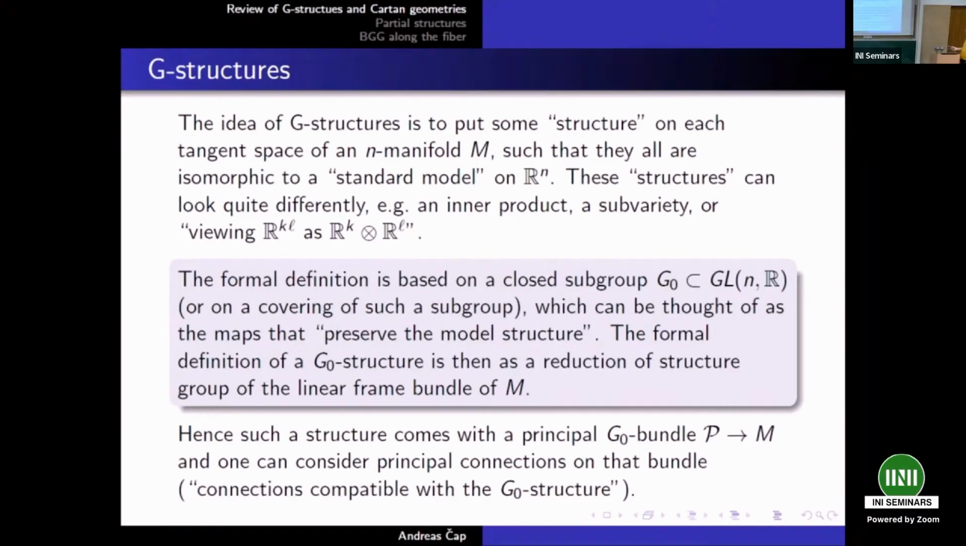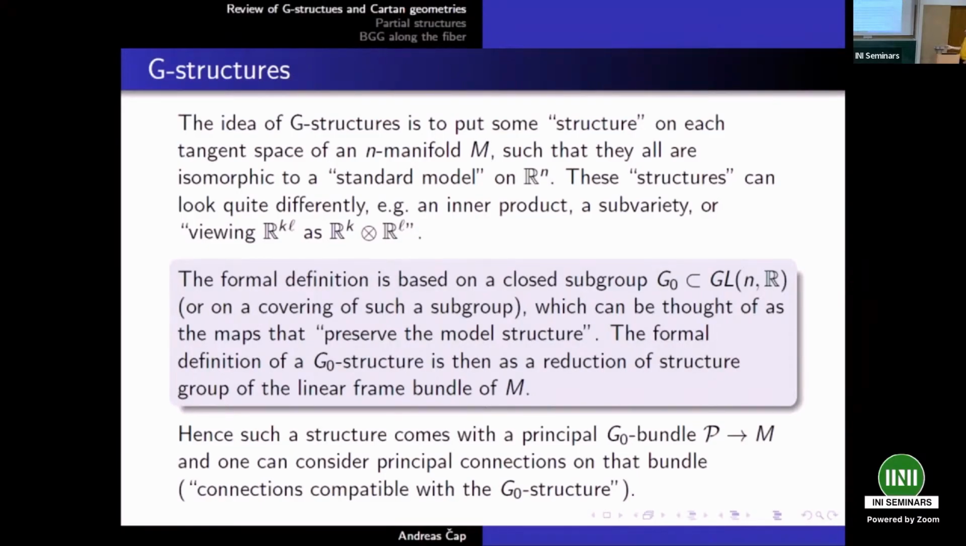I should also say, maybe I'll say it later again, in several applications it is preferable to also allow coverings of closed subgroups of GL_N(R) to have something like spin structures included. And this actually causes very little problem. So that's a very simple generalization. In any case, such a structure comes equipped with a principal G0 bundle, which in particular means that any representation of G0 gives rise to a natural vector bundle by forming associated bundles. And even better, if you have a principal bundle, this bundle always admits principal connections.